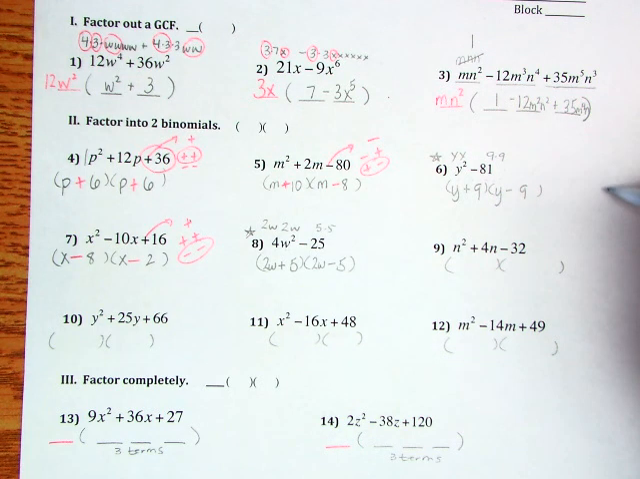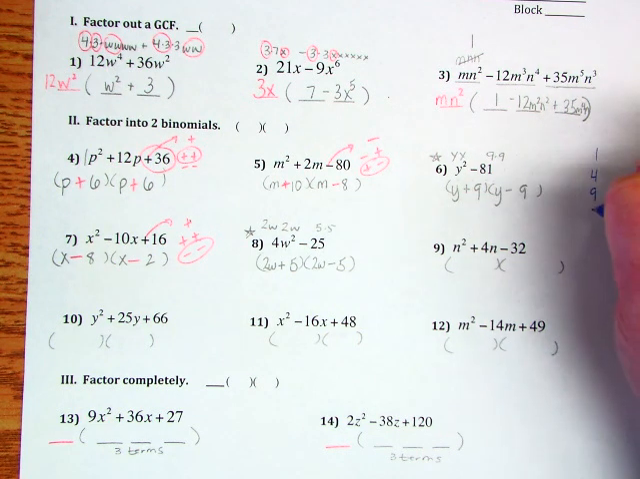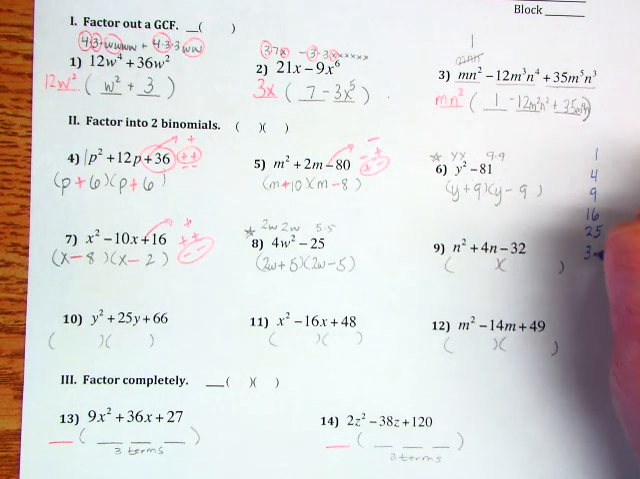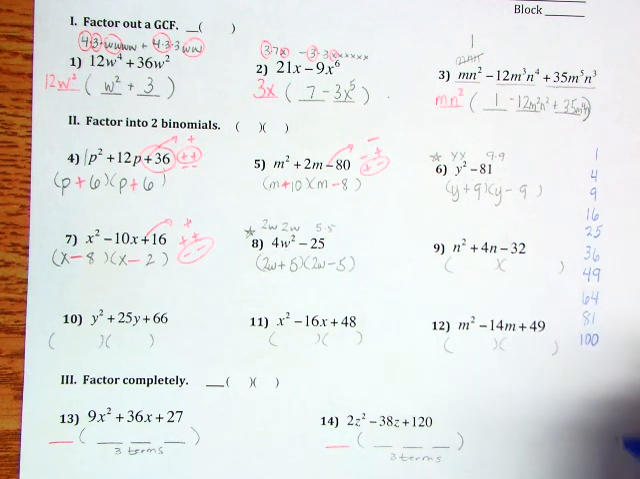Let's take a second on this right-hand side and list out all of the perfect squares. So those numbers are 1, 4, 9, 16, 25, 36, 49, 64, 81, 100. We also include x squared, y squared, etc.